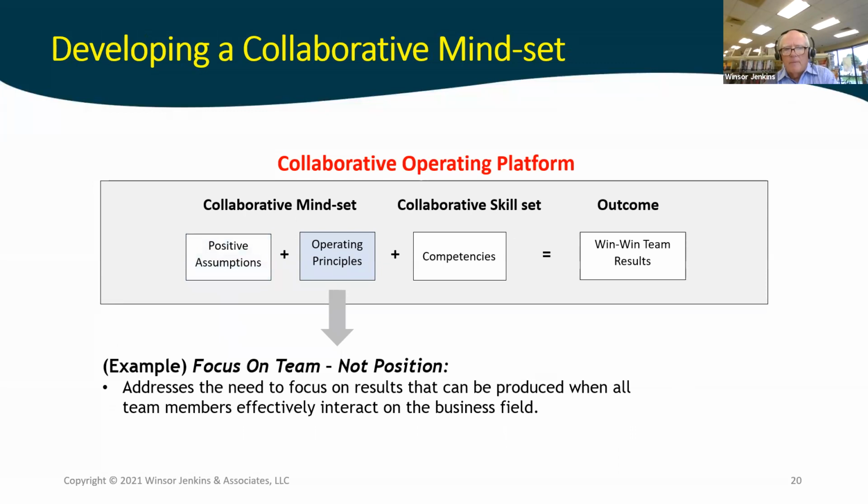Operating principles. In my book, there's 11 operating principles. This is obviously one of them, focus on team, not position. These principles are really simple. The challenge is finding a way to bring these principles to life as you go about leading your team and achieving results. And so focus on team, not position, again, is all about focusing on the results that are produced when all people effectively interact.